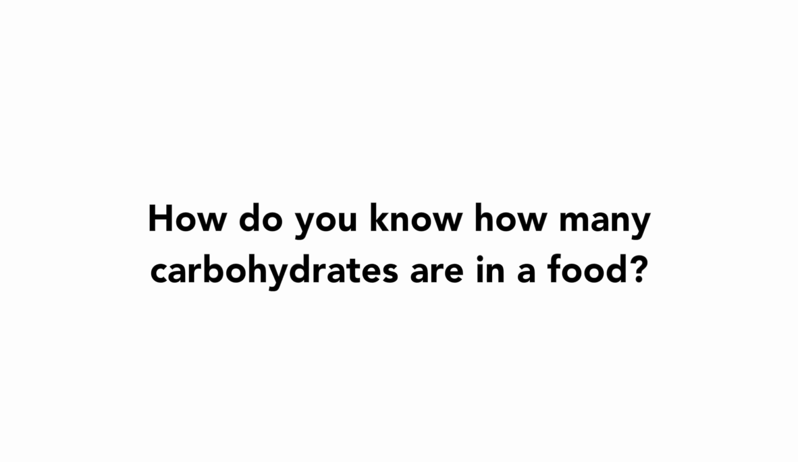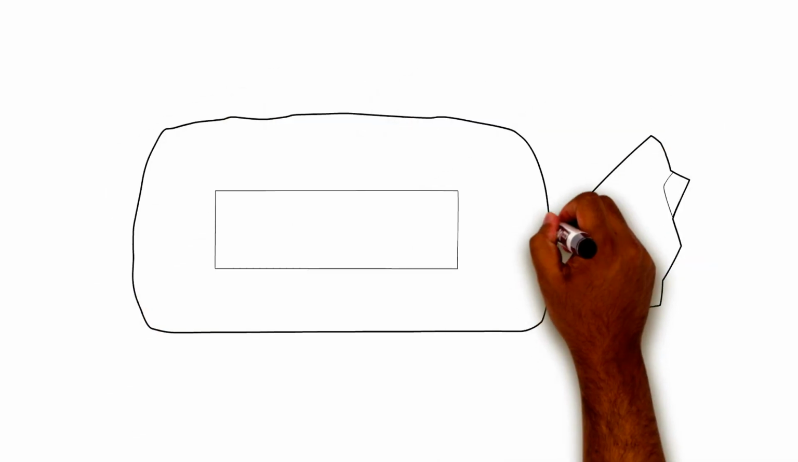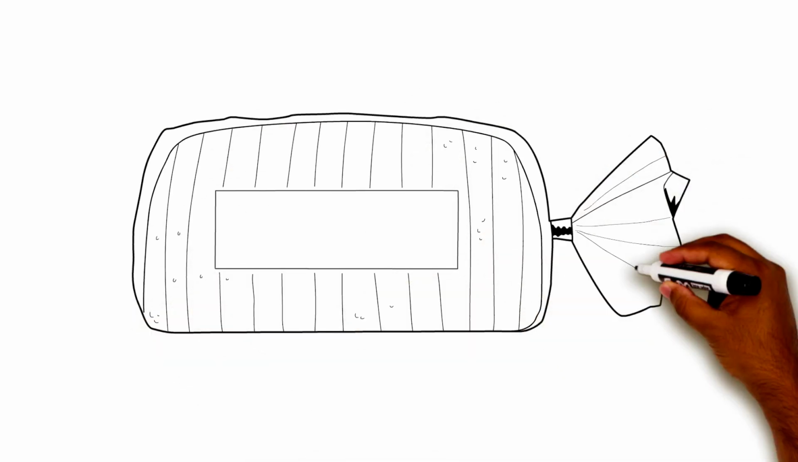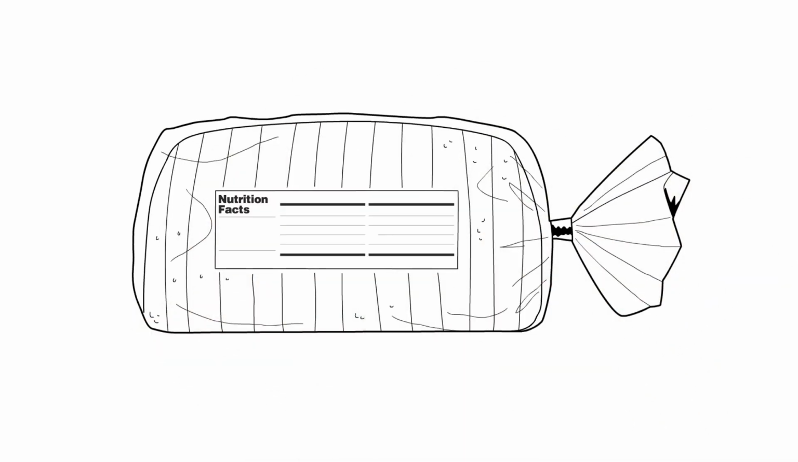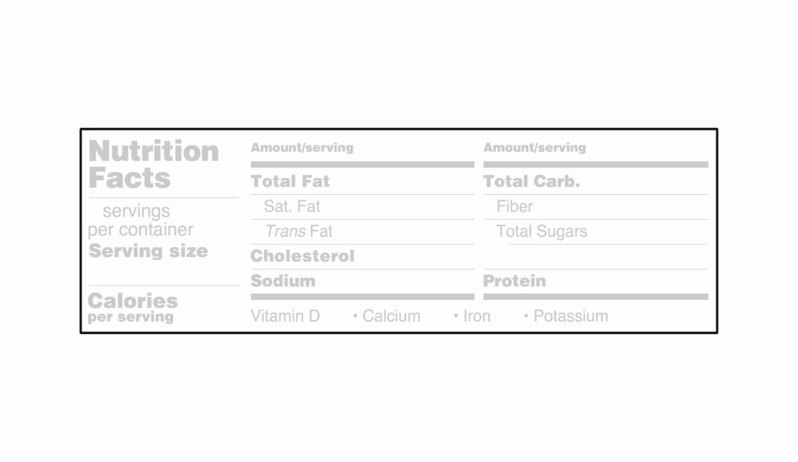How do you know how many carbohydrates are in a food? Many foods come with a label that shows the carbohydrate amount. Look for the nutrition facts label. You will need to read it carefully to know how many carbohydrates are in the amount of food your child eats. To figure out the carb amount from the food label, first find the serving size. All the other numbers on the label are based on this serving size.